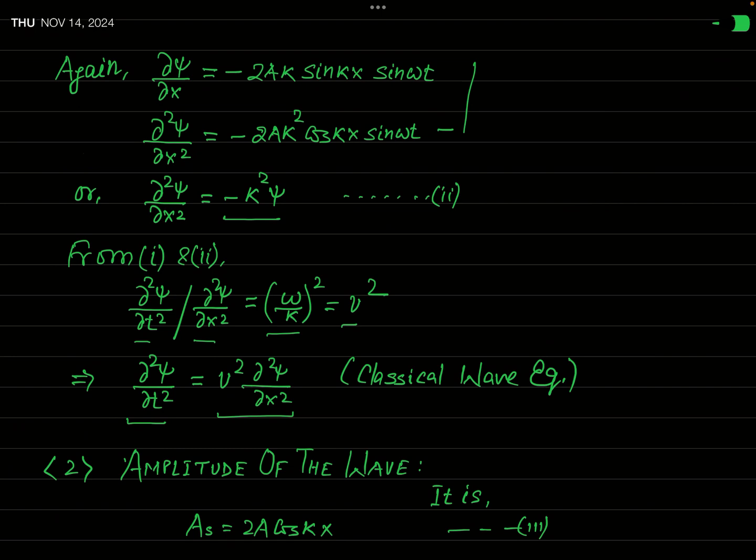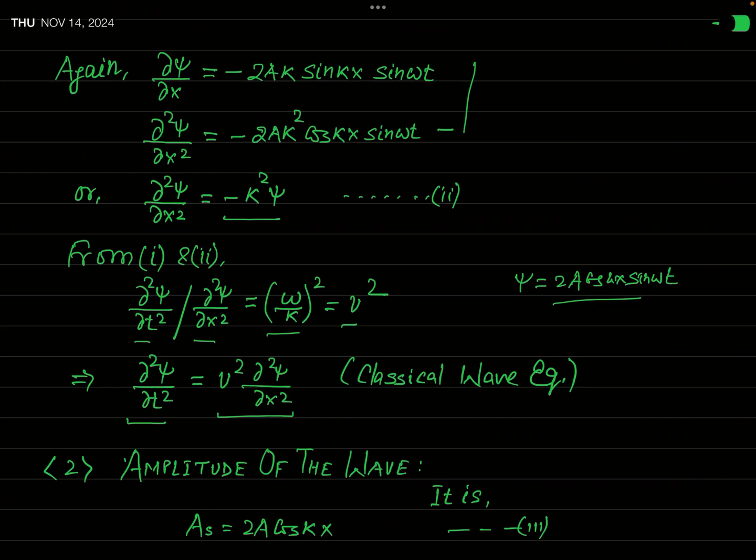So we have seen that the equation which we obtained by the principle of superposition, that is psi equal to 2a cos kx times sin omega t, satisfies this classical wave equation, and that's why we can say that definitely this equation represents a wave, and the wave represented by this equation is actually called a standing wave. Okay, so I think this first point is now very clear to you.